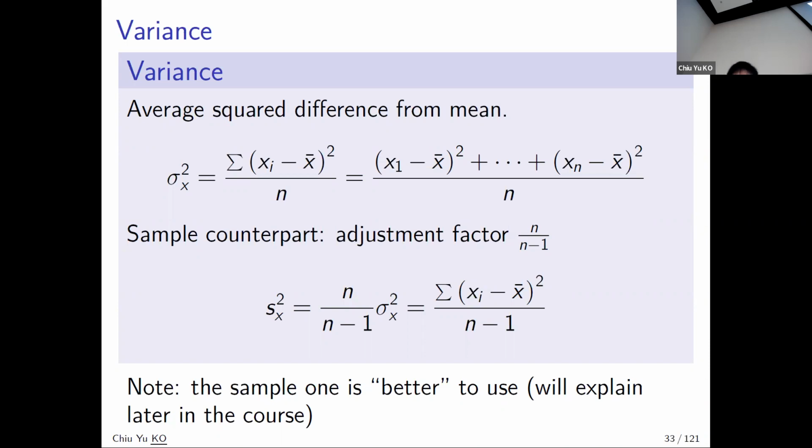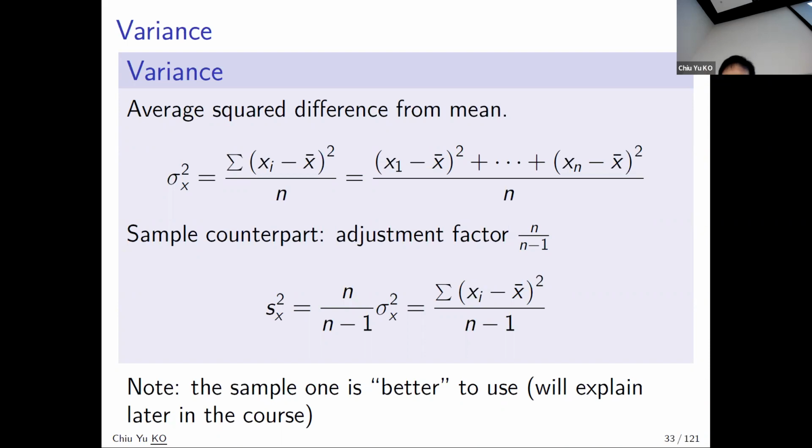So technically, it means how much each data point differs from the mean. If you take the absolute value, it's the average distance. But now we have a squared difference. Of course, having a squared distance has the benefit of making calculation easier, right?